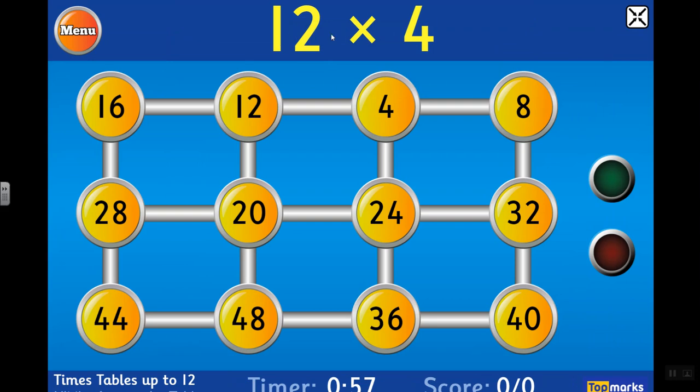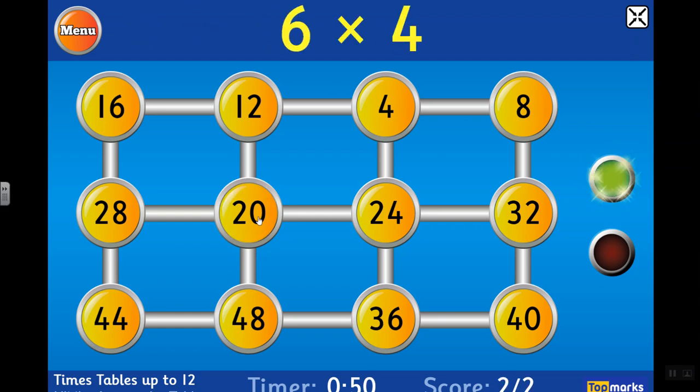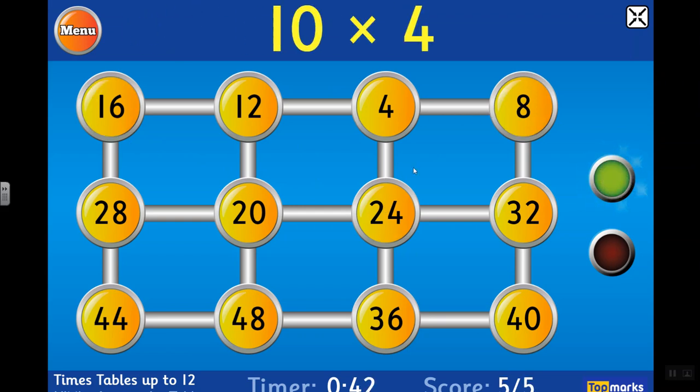Okay, so the calculation is 12 times 4. And I know 12 times 4 is 48. 5 times 4 is 20. 6 times 4 is 24. 4 times 4 is 16. 2 times 4 is 8. 10 times 4 is 40. 11 times 4 is 44. 10 times 4 is 40.